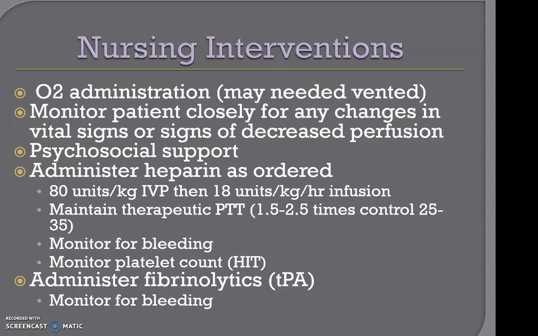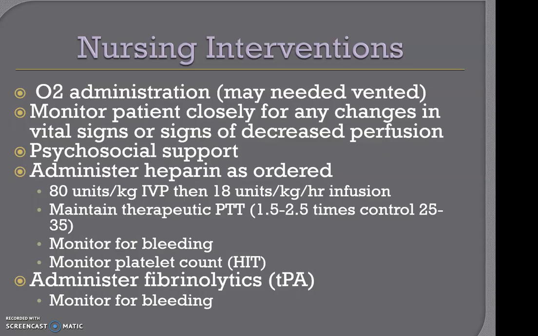We want to maintain a therapeutic PTT, which would be 1.5 to 2.5 times the control of 25 to 35. So if the normal is 25 to 35, then a PTT of 70 would be considered therapeutic. Along with heparin comes monitoring for bleeding, reducing needle sticks, shaving with an electric shaver and not a safety shave, not a straight razor.